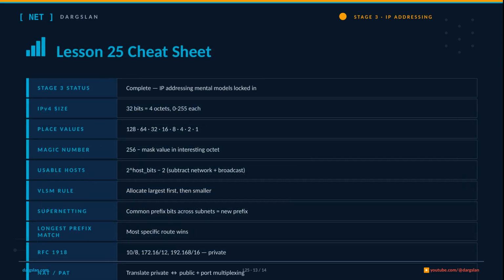And here's your cheat sheet. Pin this one. Everything from Stage 3 distilled to a single page. 32-bit IPv4. The place values 128 down to 1. The magic number trick. 2 to the host bits minus 2 for usable addresses. VLSM largest first. Supernetting by common prefix. Longest prefix match for routing decisions. The RFC 1918 private ranges. And NAT or PAT for translation. If any line here feels fuzzy, that's your cue to loop back before we open Stage 4.